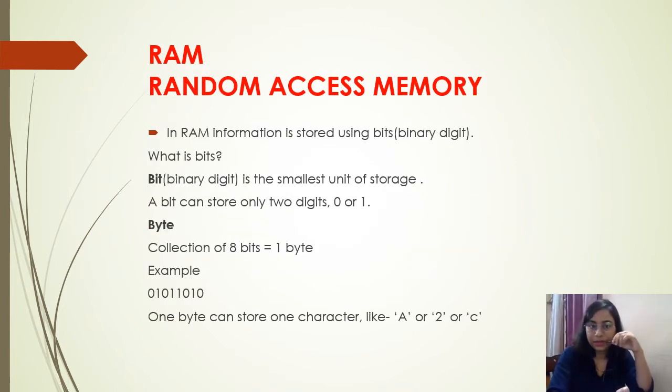Random access memory: in RAM, information is stored using bits. Now what is a bit? It is called a binary digit. A bit is the smallest unit of storage. A bit can store only two digits, either 0 or 1. So it is the smallest unit of storage.